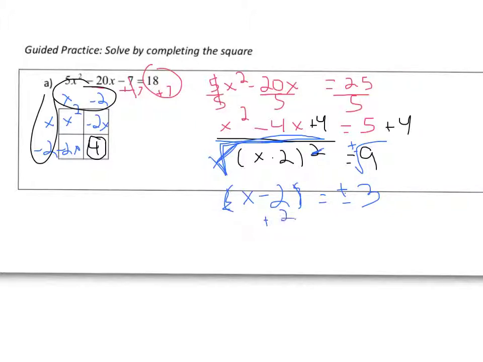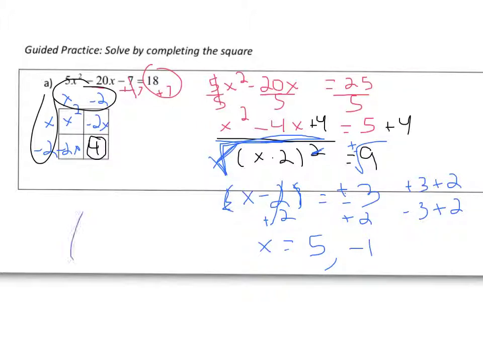I'm going to add 2 to both sides. That adds up to 0, so it goes away. And then on the right hand side I have a positive 3 plus 2. And I have a negative 3 plus 2. We have a positive and negative 3. So 3 plus 2 is 5. And negative 3 plus 2 is a negative 1.